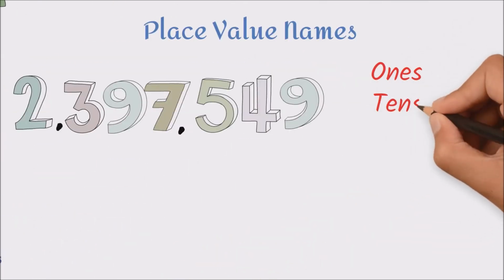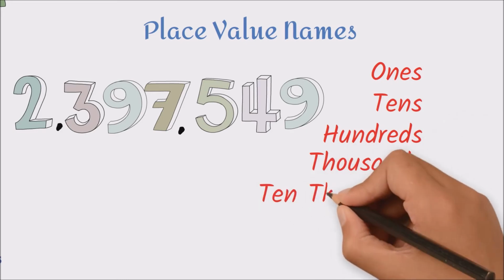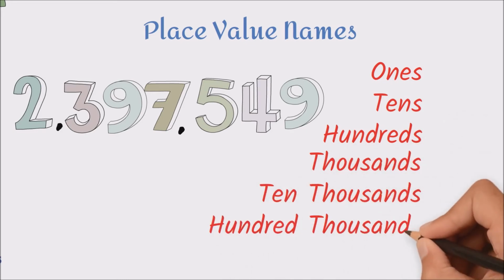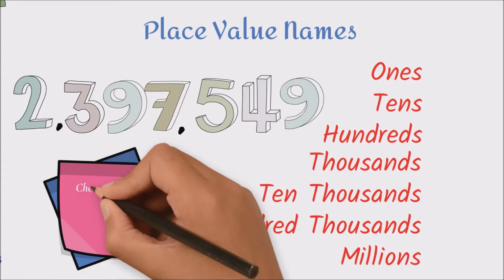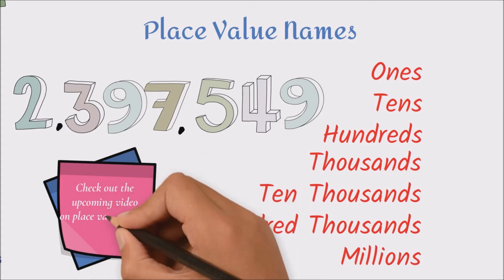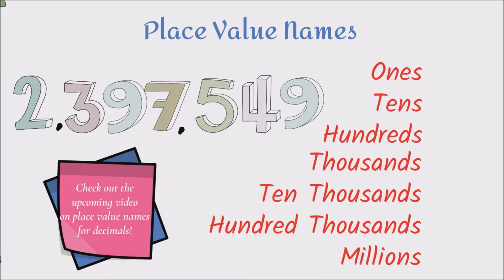For 4-digit numbers, the additional place value name is thousands. 5 digits is 10,000s, 6 is 100,000s, and 7 is millions. These are the most common place value names for whole numbers. When looking at decimals, there are additional place value names, but I'm leaving that for the upcoming video, so be sure to look out for it.